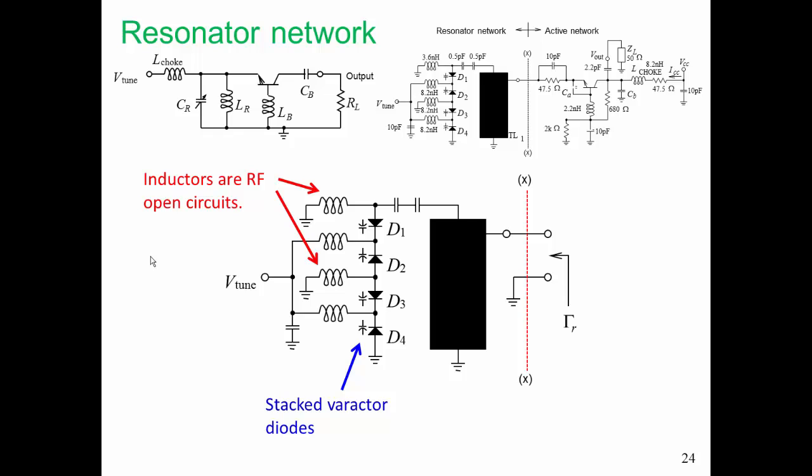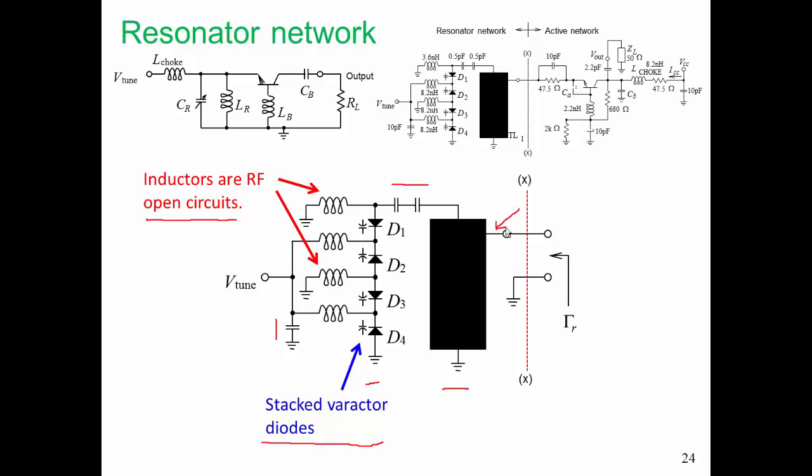I've already said quite a lot about this resonator. We have inductors that are RF open circuits. We have stacked varactor diodes that help ensure that the derivative of BR with respect to amplitude is very close to 0. We have DC blocking capacitors here. This provides an RF short circuit. The capacitor on the bottom left there provides an RF short circuit, and the transmission line looks like an inductor that's in parallel with the capacitor.